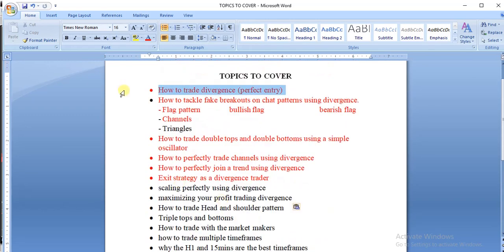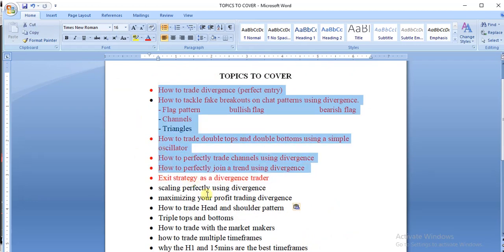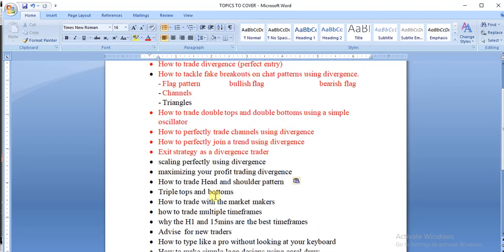Everything aligned red are the ones we've discussed so far, but the ones still aligned black are the ones we are here to talk about.